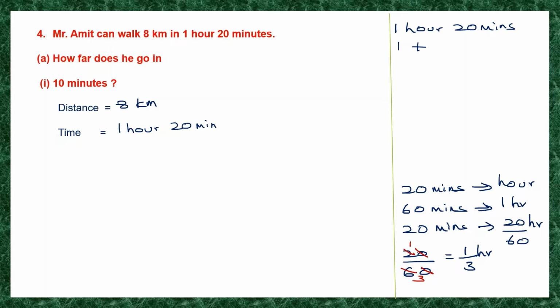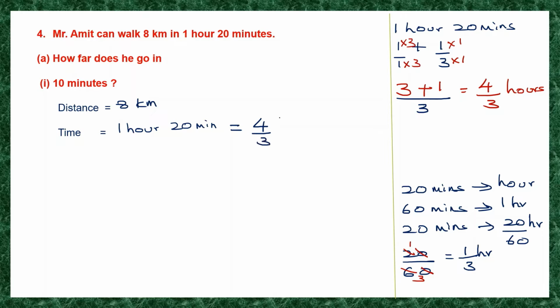So let's go back to the top portion of this and add this up. So 1 plus, instead of 20 minutes, I'm going to write 1 by 3 of an hour. Now as you can see, this is fractions. So let's add it up by finding the LCM. LCM is 3. 1 3s are 3. So multiply this also by 3. Plus 3 1s are 3. So 1 1s are 1. So 3 plus 1 is 4 by 3. So this whole thing is in hours. So time here is going to be 4 by 3 hours.